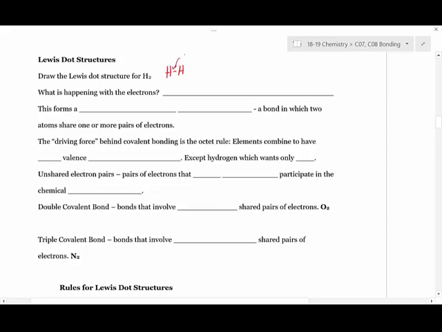That line in between represents two electrons in a bond. And what is happening with those electrons is those electrons are being shared. This is known as a covalent bond. Lewis dot structures are most useful for atoms that are covalently bonded together.